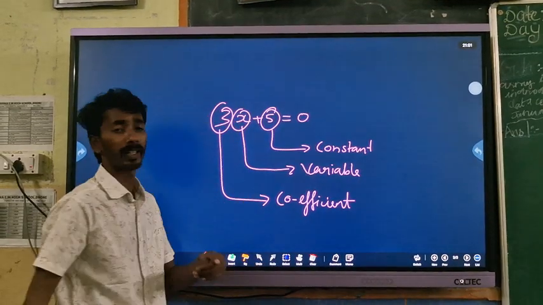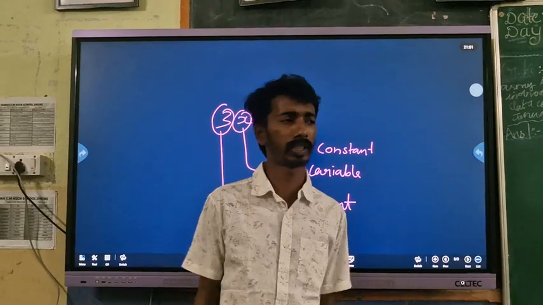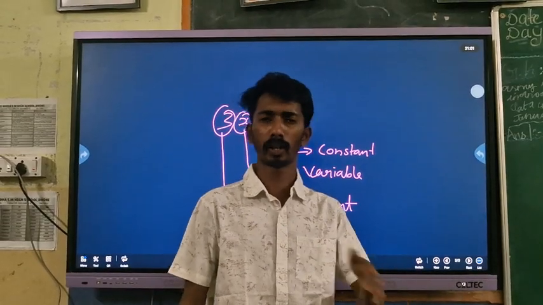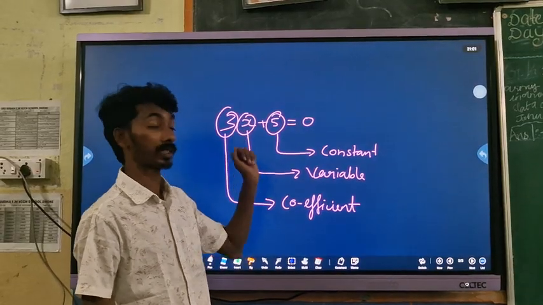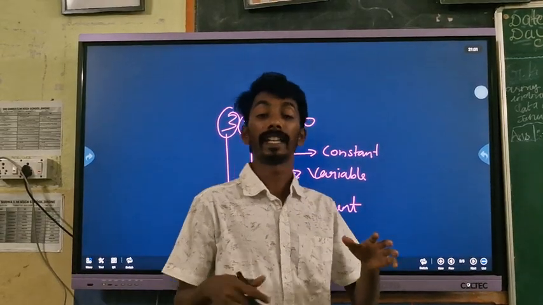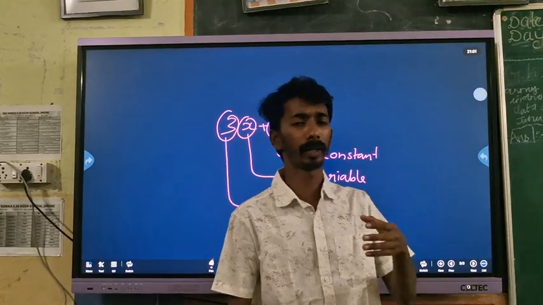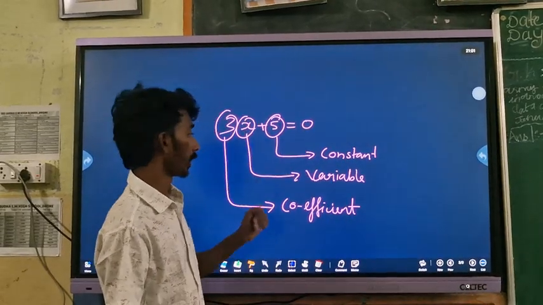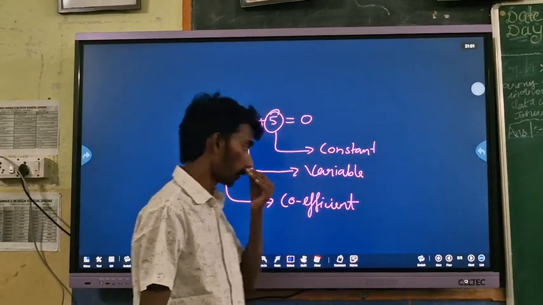For a real life example of a constant, take the length of this classroom, which is 5 meters. If you come and see tomorrow also, the length will be the same 5 meters. An example for a variable is your age. Day by day you are getting older, so it is the best example for a variable. These are the three basic things we have to know in this topic.